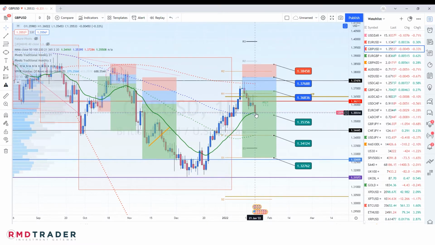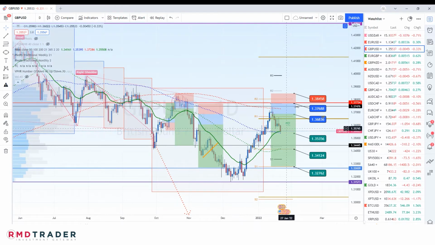And from here, if we do break lower, I suspect we will continue heading towards this area of our full target at 1.327. If not, there is a chance we see a slight bounce, but at this stage, and just judging from the momentum, I think we will likely see a continuation to the downside on GBPUSD.